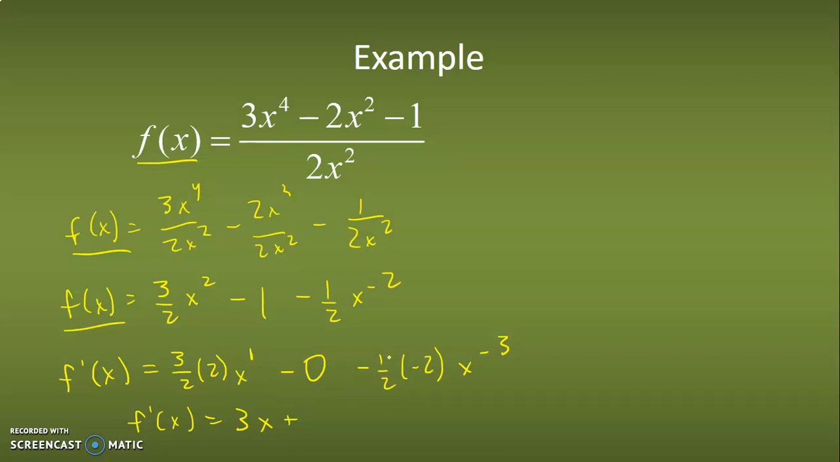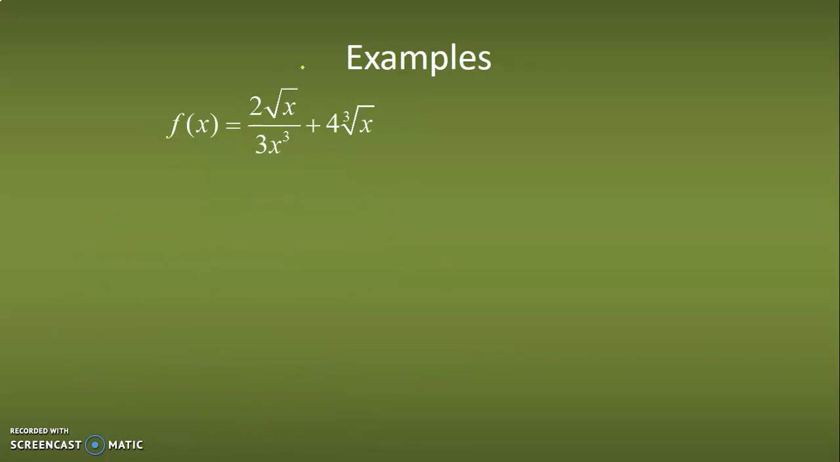3x, this goes away. This becomes a plus. The 2's cancel out. 1 over x cubed, or x to the negative 3. So the derivative of this function would be 3x plus 1 over x cubed. All right, let's do another example.